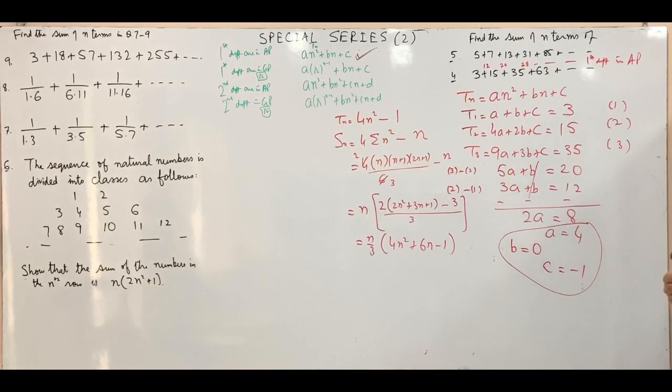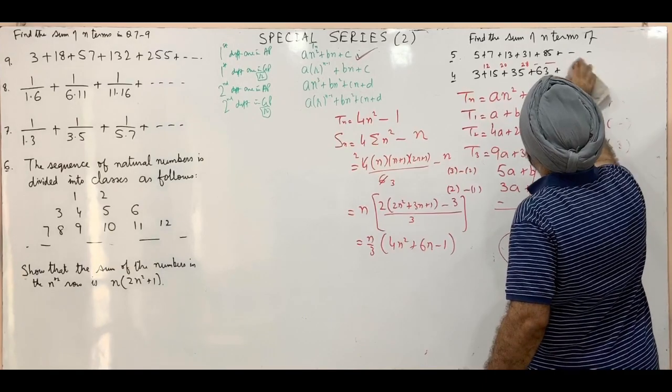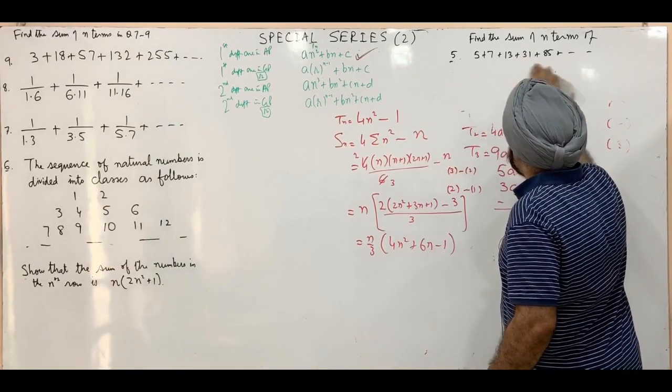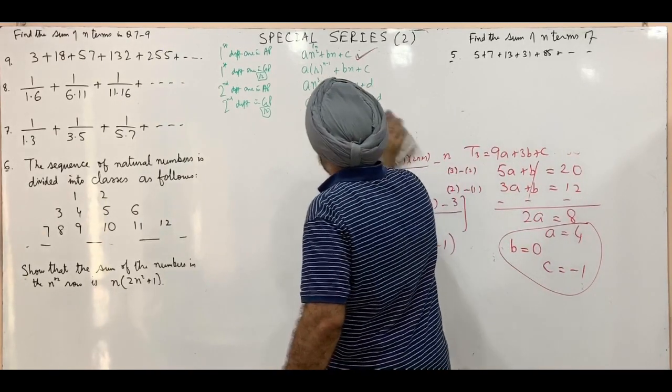The next one, it's 5 plus 7 plus 13 plus 31 plus 85. Again we'll identify the series.